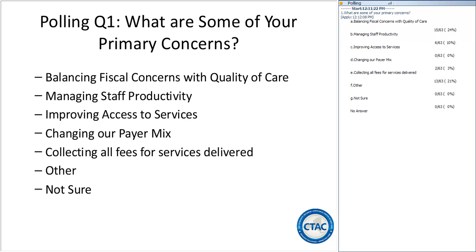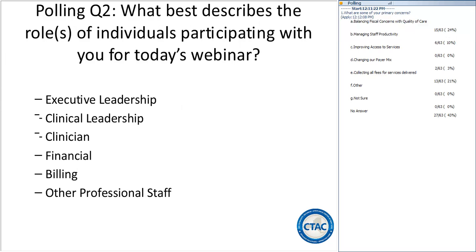Here we go. So we're looking at the results here. About 24% are concerned about balancing fiscal and quality, 10% staff productivity. Nobody's worried about access, which is good, a little interest in payer mix, and then the next highest being collecting fees for service delivery. Great. So let's move along to the second polling question.